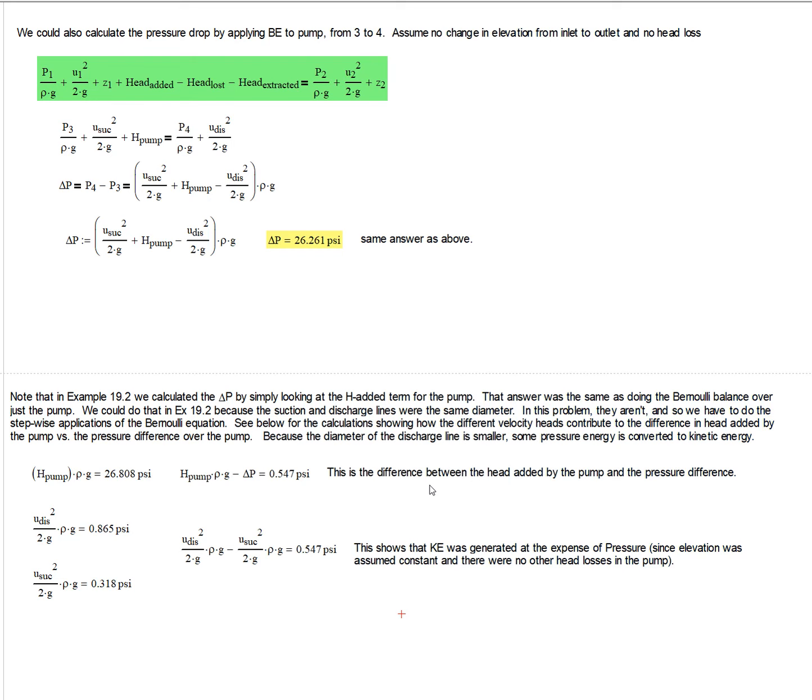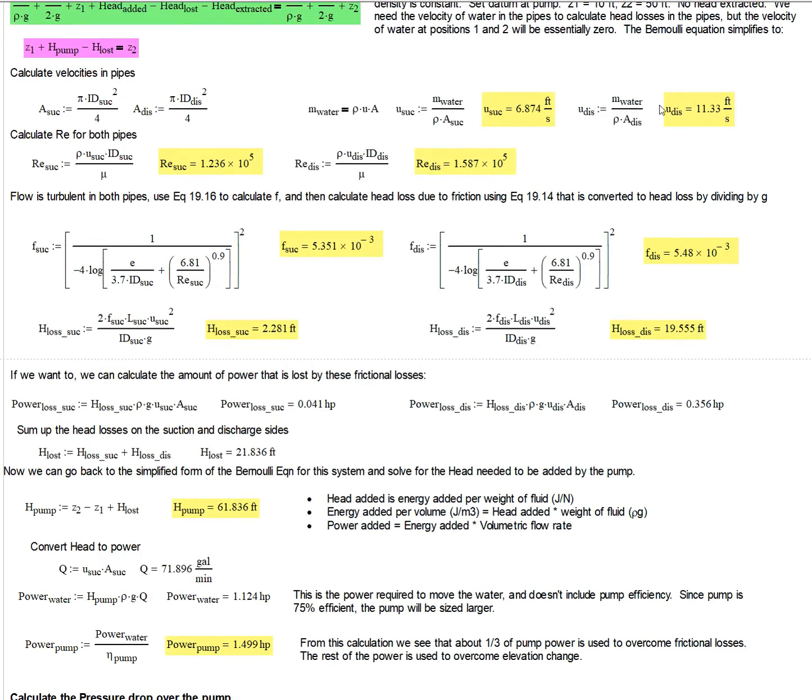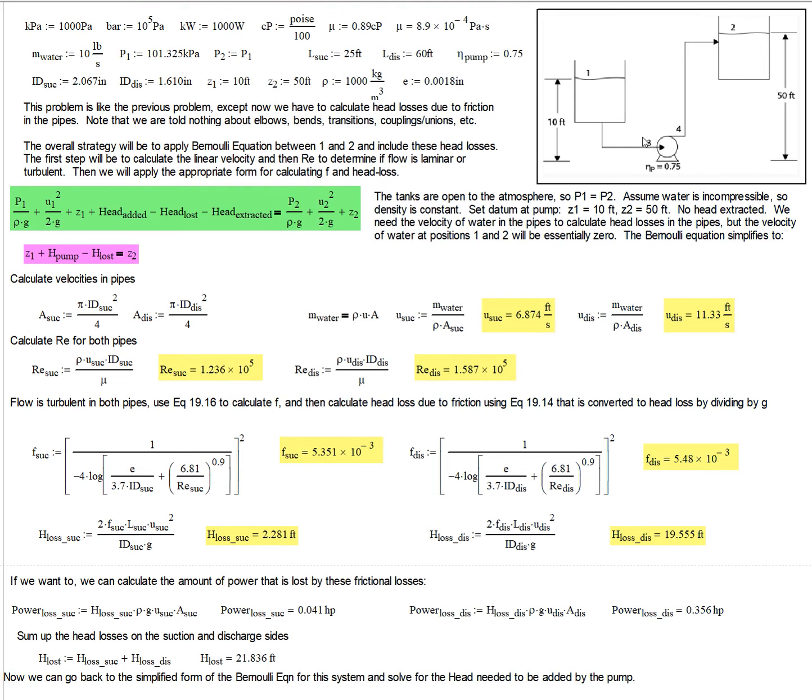And as I note here, the answer is the same as doing the Bernoulli balance from the whole system as it would be if we did it just across the pump. The reason we did that, of course, is because the suction lines and the discharge lines were the same diameter. But in this problem, they aren't. And so we had to do this stepwise application of the Bernoulli equation, either from 1 to 3 and then 4 to 2, or just over from 3 to 4.